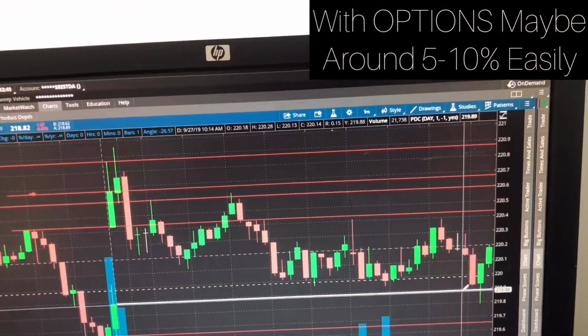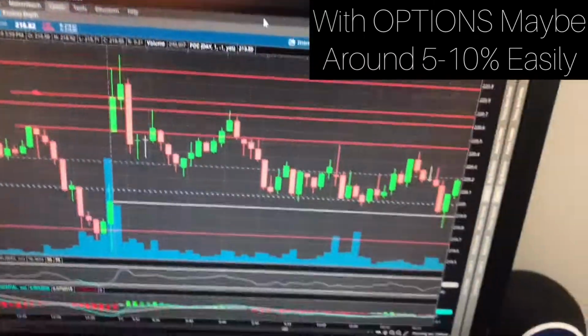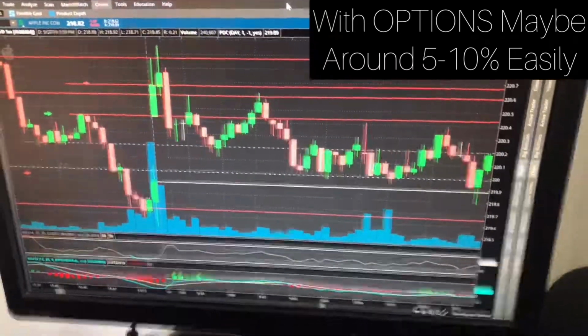But with options, you could have made a killer and probably got at least 10 to 20% with this trade. Easy money. You guys, that's how you do it.